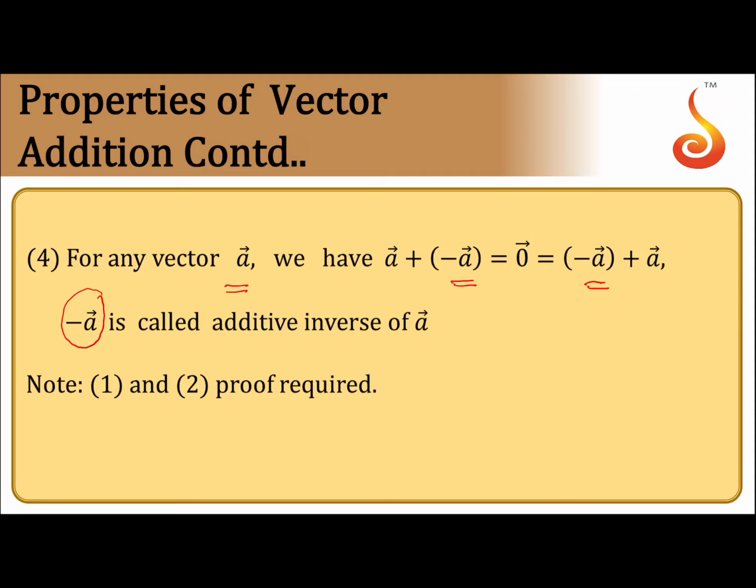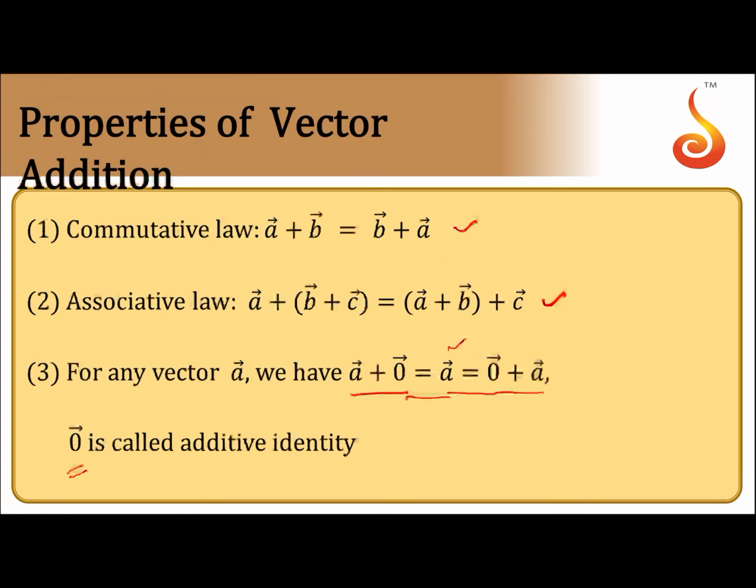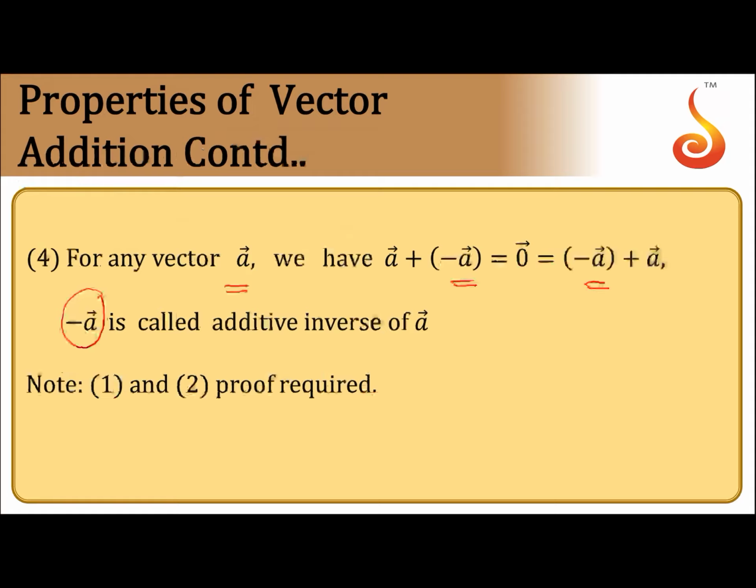Okay, so now we shall take up the proofs of the first one and the second one, the commutative law and the associative law. So, let's see the proof of the commutative law. For any two vectors A bar comma B bar, we have the condition that A bar plus B bar is equal to B bar plus A bar. Let's see how to prove this commutative law.